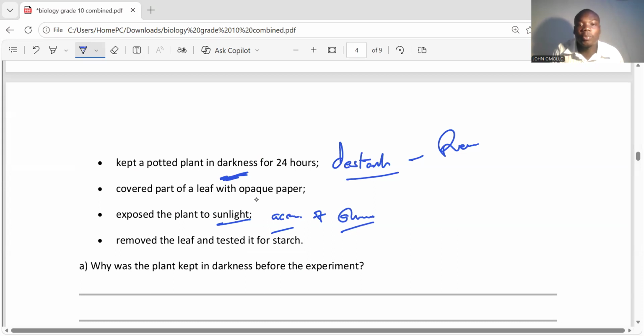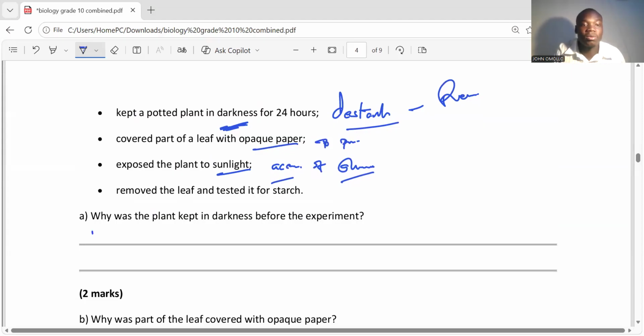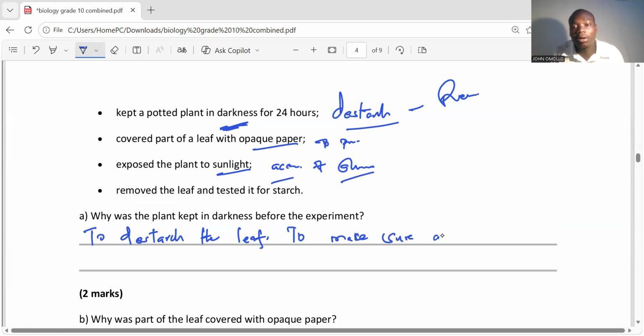Cover the plant with an opaque paper. This is to prevent light, necessary for this process. Remove the leaf and test it for starch. Why was the plant kept in the darkness before the experiment? To destarch the leaf. To make sure, because it is 2 marks, to make sure all the starch is used up.